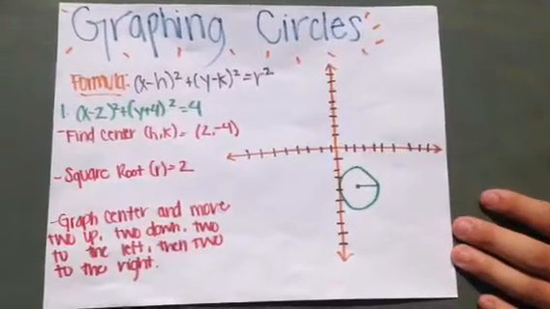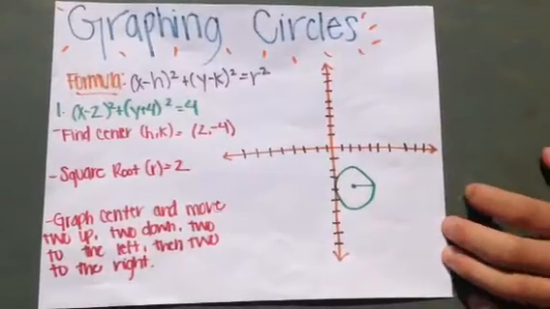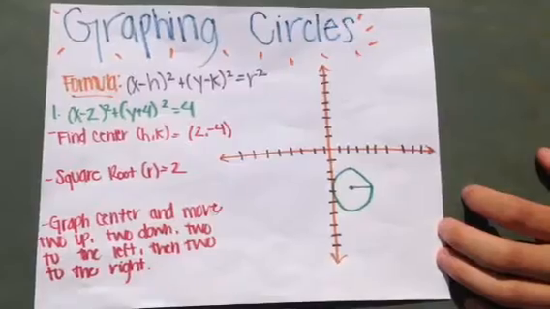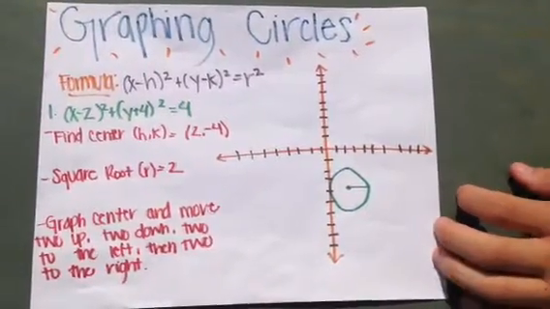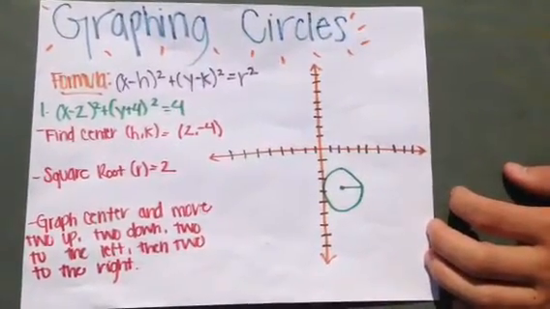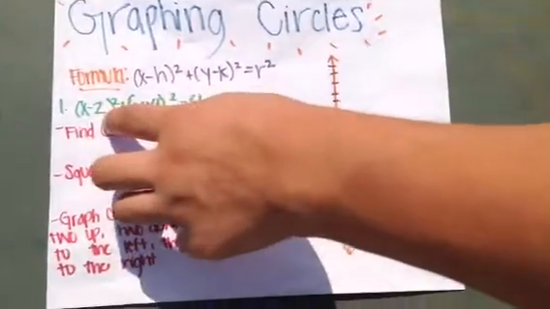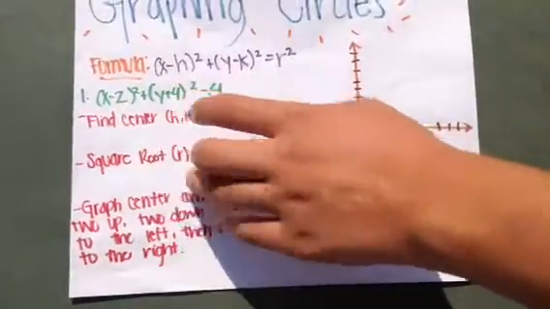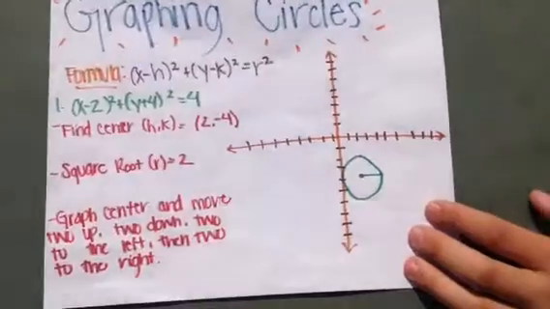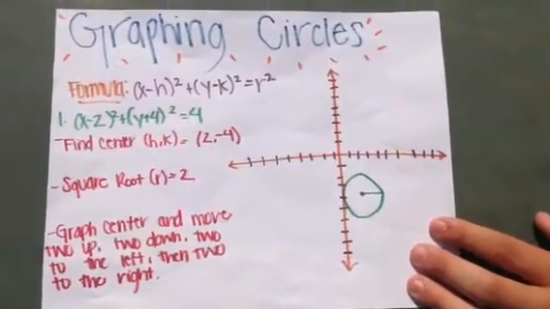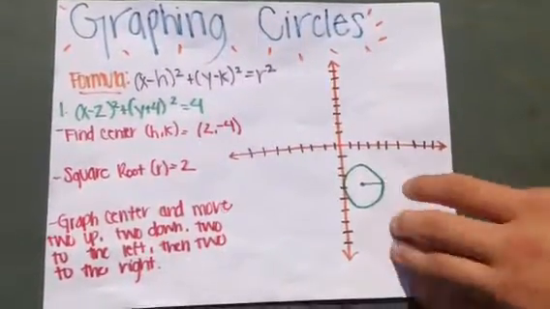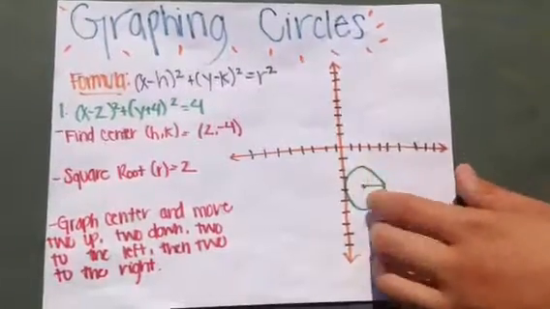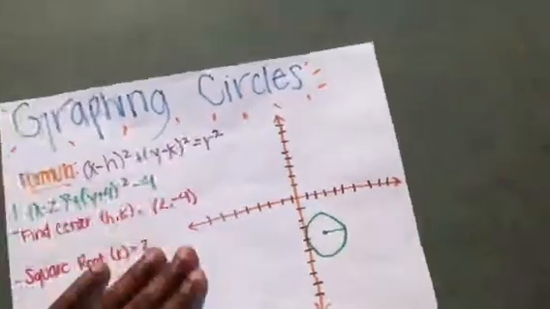For example, if you had (x - 2)² + (y + 4)² = 4, you would start off by finding the center (h, k), which is the opposite of that and the opposite of that, so (2, -4). Then you find the square root of the radius, which is 2. Then you graph the center (2, -4), and move 2 up, 2 down, 2 left, and 2 right.